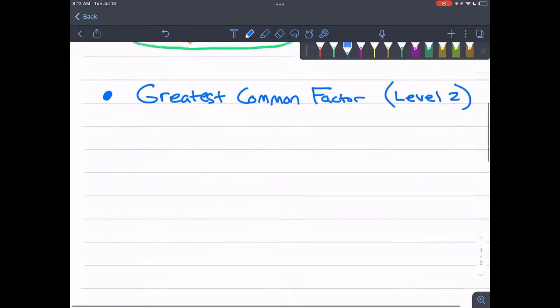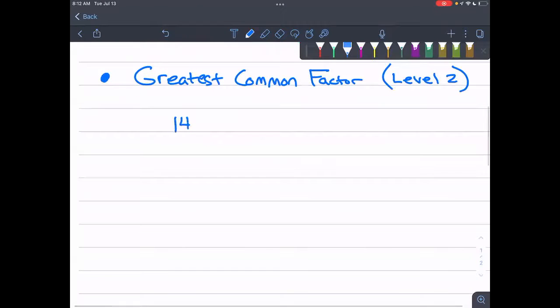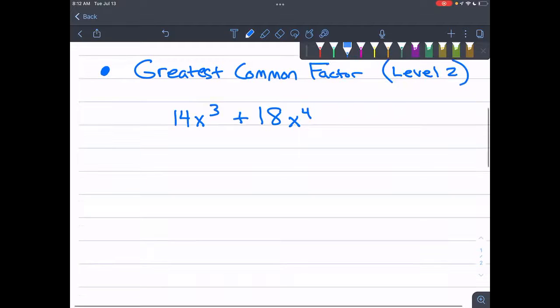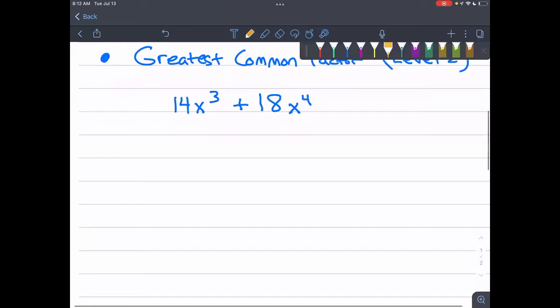Greatest common factor level 2. 14x cubed plus 18x to the 4th. Pretty much doing the same thing with these numbers. Only you'll notice not only do we have a common number that we can take out, we've got x's in both of those terms, so we can take out a certain number of x's. If we look at 14 and 18, both even, so we can take 2 out.